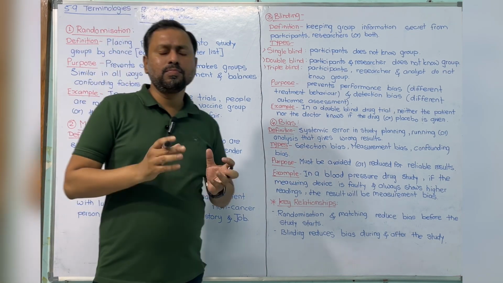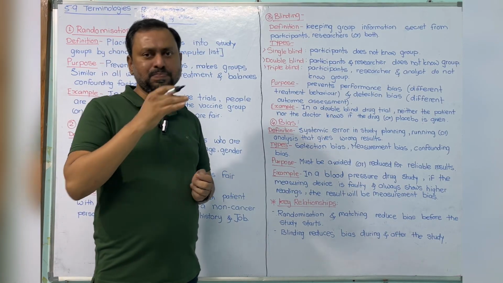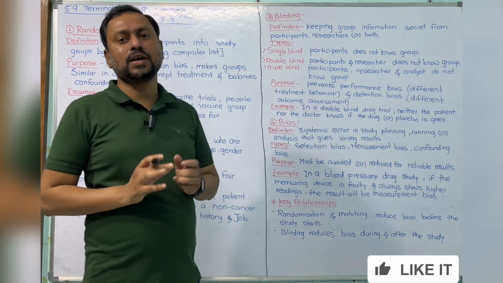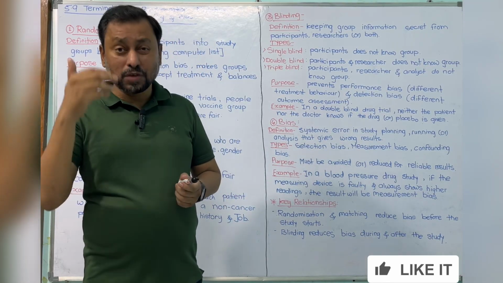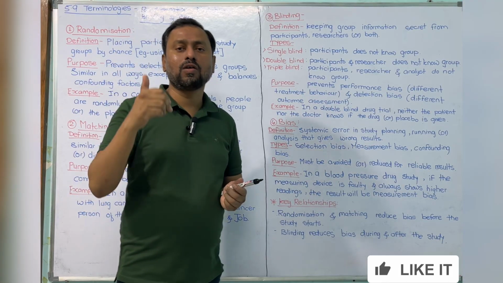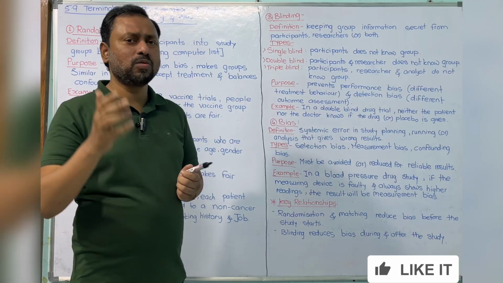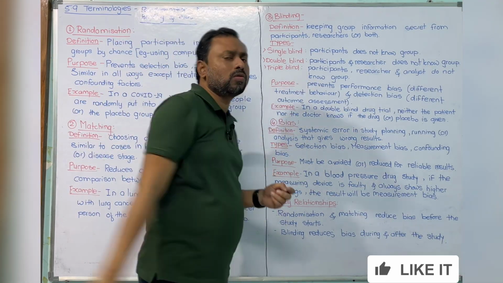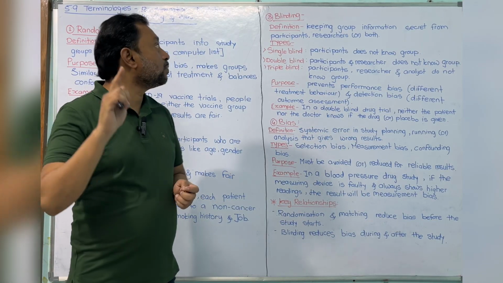The types here are mainly three: single blind, double blind, and triple blind. First is the single blind. Single blind in research methods means hiding from the participants which group they are in, or which drug you are giving, whether it is the trial drug or placebo. That is, the participant does not know the group. This is called single blinding.